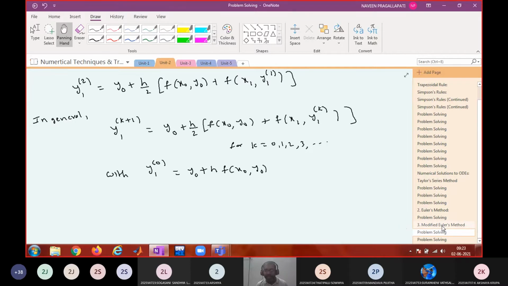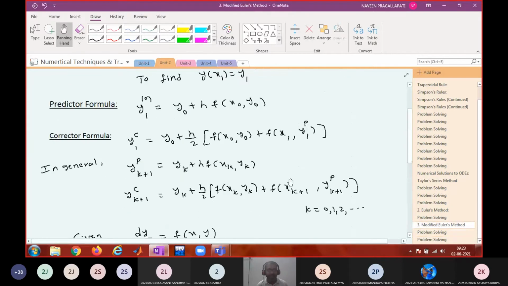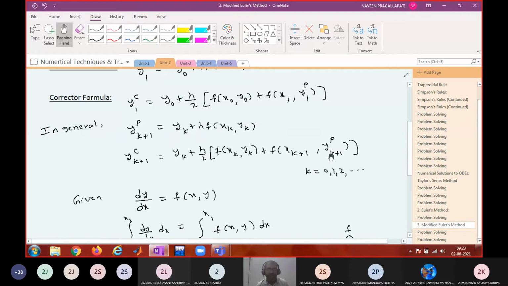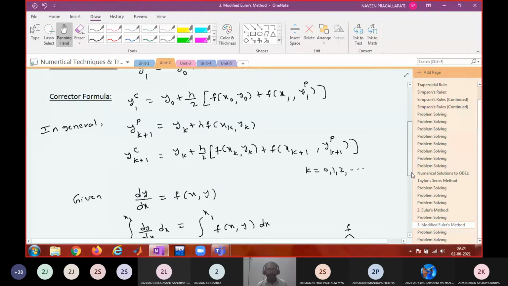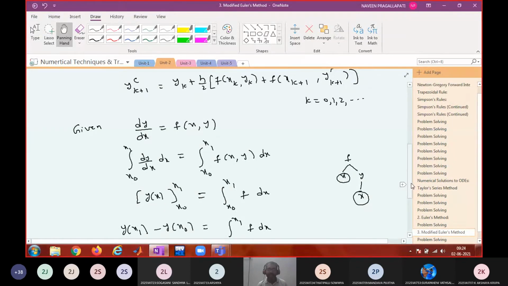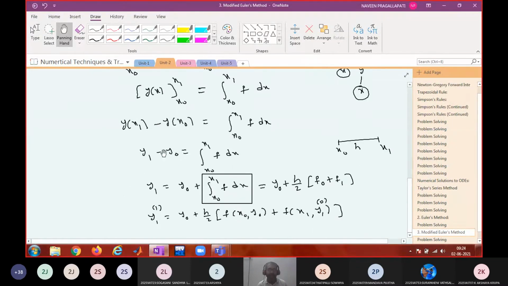But in exams, we generally apply this corrector formula only one time. But if you want better accuracy, you can repeatedly apply this formula. Is that okay? So you can write the formula like this, or if you want to repeatedly apply the formula, you can write this formula. Is that clear? Did you understand this? How is this formula obtained? By trapezoidal rule. You may write here, by trapezoidal rule.